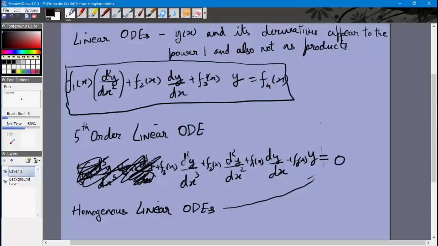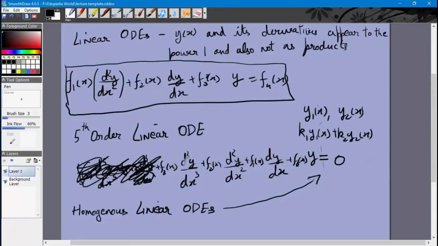Now that has an important property. Homogeneous linear ODEs, because the RHS is 0, have an important property, which is that if y1 of x and say y2 of x are solutions, so is k1 y1 of x plus k2 y2 of x. That means linear combinations of solutions are also solutions. This is not true for the case in which you would have something here, let's say 5 or 10.